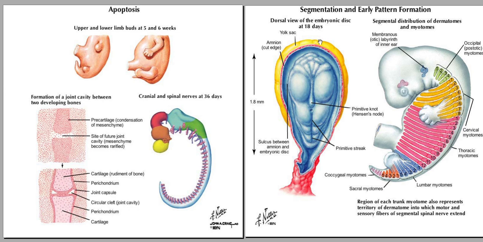So, with the segmentation and early pattern formation, you have your yolk sac over here, the amnion as the cut edge over here, and then the circles between the amnion and the embryonic disc. That's still the primitive streak, and then the primitive knot or Hensen's node. And this is the segmental distribution of the dermatomes and myotomes.